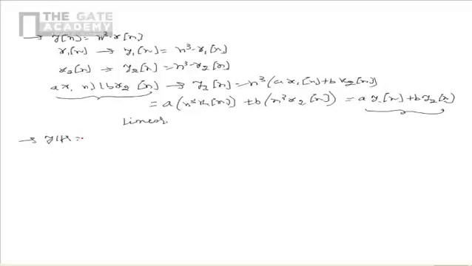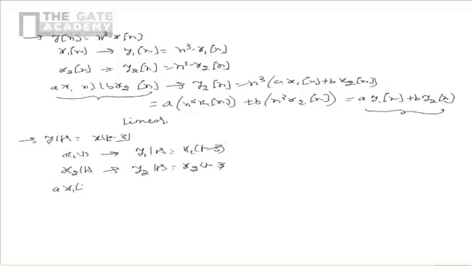Now let us consider another system. Y of t is equal to x of t minus 3. We have to find if the system is linear. As before, for an input of x1 of t, the output is y1 of t is equal to x1 of t minus 3. For an input of x2 of t, the output is y2 of t is equal to x2 of t minus 3.